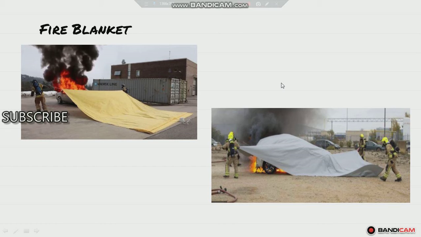Because when you put the blanket or some thick cloth on a substance which is burning, it immediately cuts off the supply of air, so that any substance that is burning cannot burn anymore. Once the oxygen supply is stopped, the burning also stops.